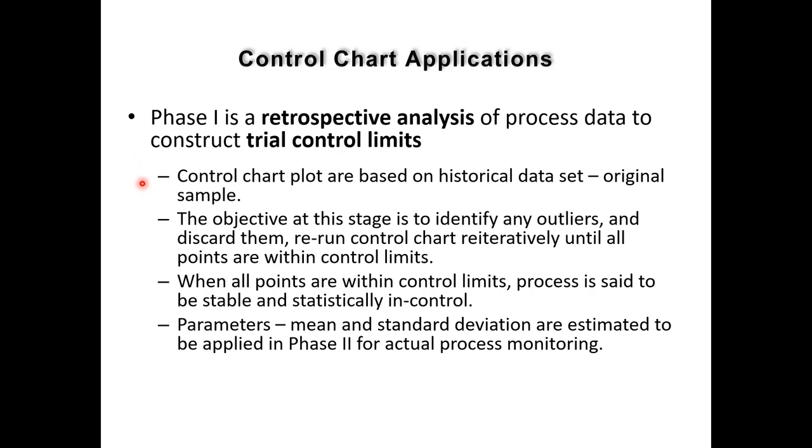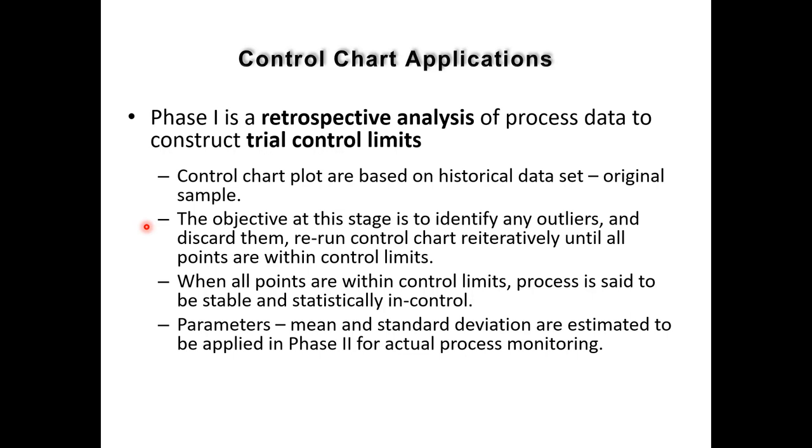At the very basic level, control chart plots are actually based on the historical data set. So when you have the original data set, that is what you call historical data set. Given this historical data set, you will come up with the control chart plot, either manually or through software. Normally, if you have a large number of observations, you would simply use software to plot the control chart.